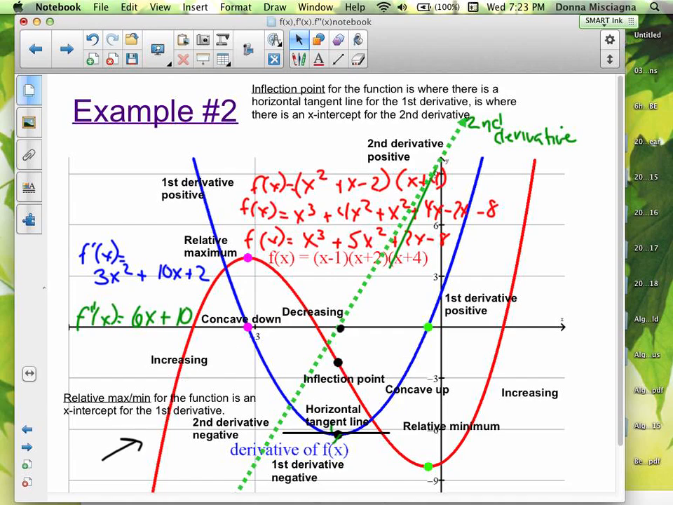Our derivative is decreasing, decreasing, decreasing to right here, and our function is concave down, concave down, concave down to right here. Now our derivative is increasing, increasing, increasing, and our function is concave up, concave up, concave up.